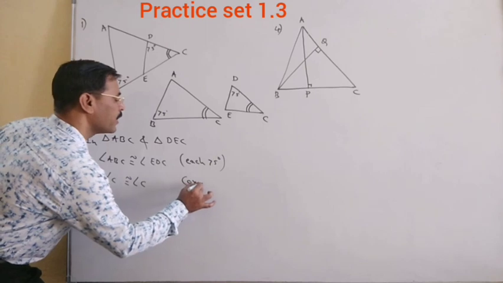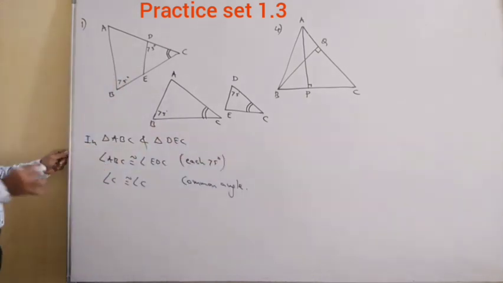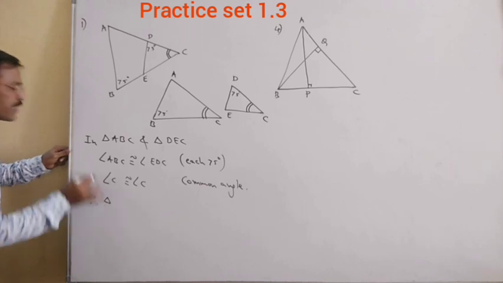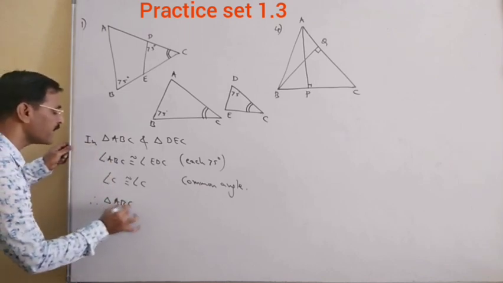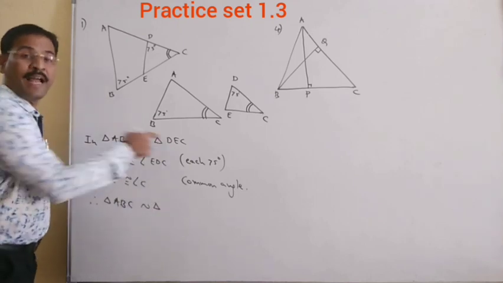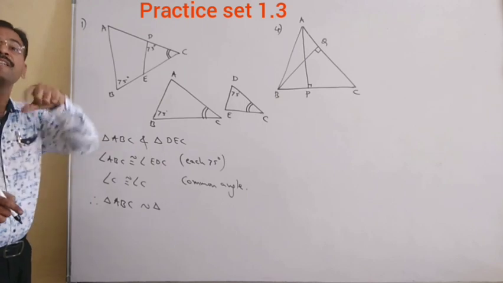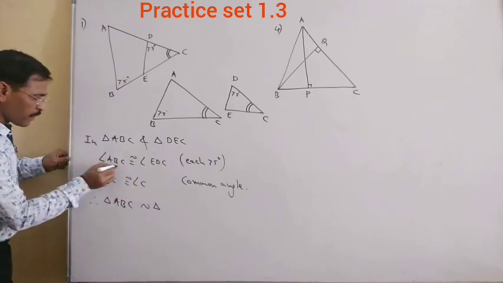We can write common angle. Therefore, these two triangles become now similar. So I write the name of triangle ABC, keep as it is. But when you are writing the name of this triangle, at that time, we have to check whether they are in one-to-one correspondence or not. How to check? See first.